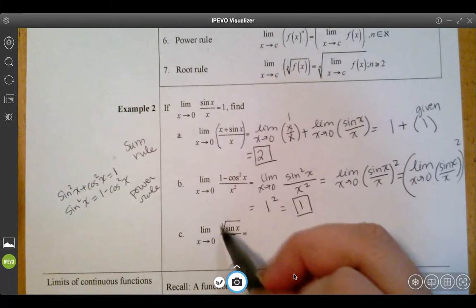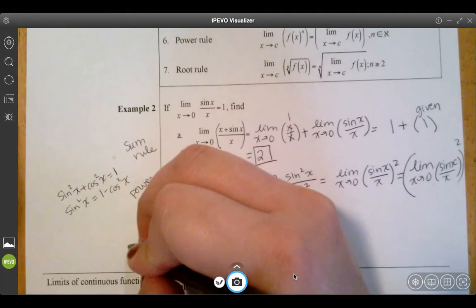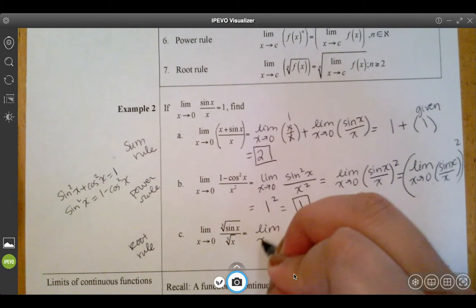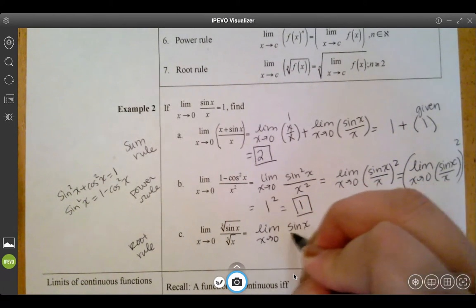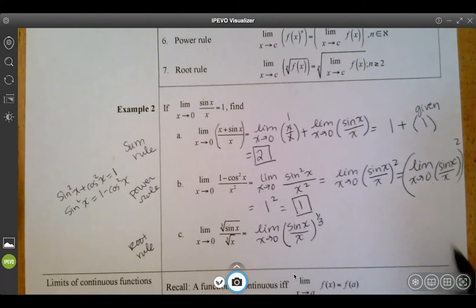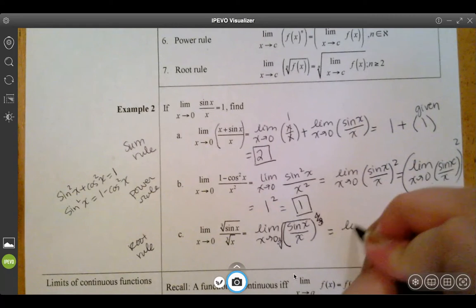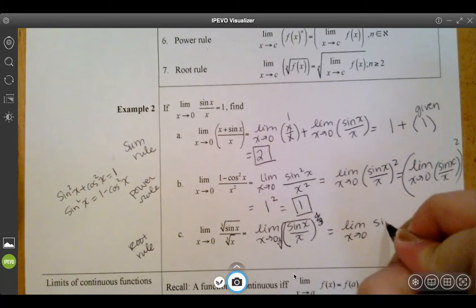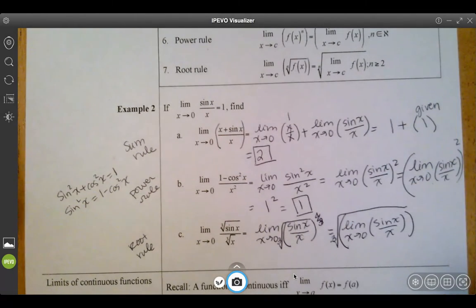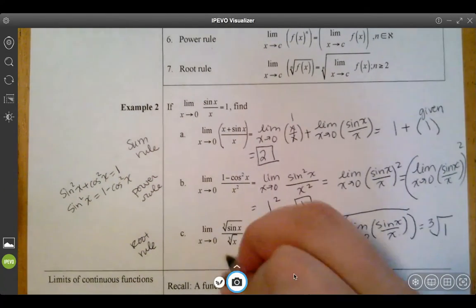And then our last one, I see they're both cube roots. It's important that their index is the same, both cube roots, and so we can use the root rule. And so this is the limit as x approaches 0 of sine of x over x, I'm going to write it as to the 1/3, but that's the same as the cube root. I'll just write it as a cube root, which is the limit as x approaches 0 of sine of x over x, all in a cube root. Well, the limit as x approaches 0 of this is 1, so we have the cube root of 1, which is 1.